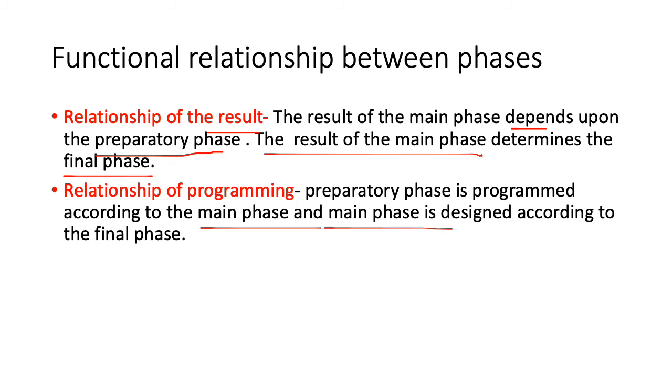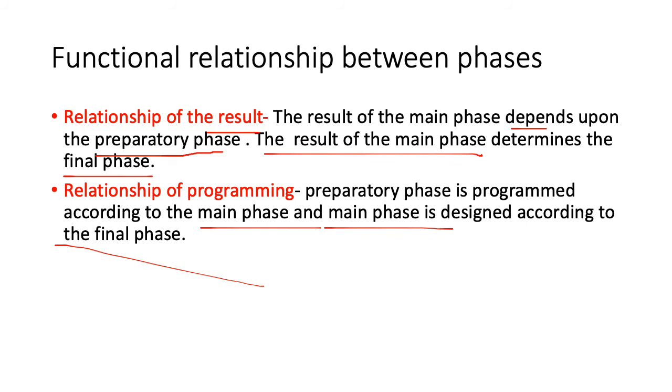Point 2. Main phase is designed according to the final phase. When you are doing the main phase, again you are programming yourself. Yes, after throwing the ball, I have to balance myself so that I don't fall. Number 2, I should obey the rules of the game so that I should not attempt any foul. So these two things are going on in your mind while you are performing the main phase. And what are these? These are programming for the final phase. So there are 2 points with respect to programming.